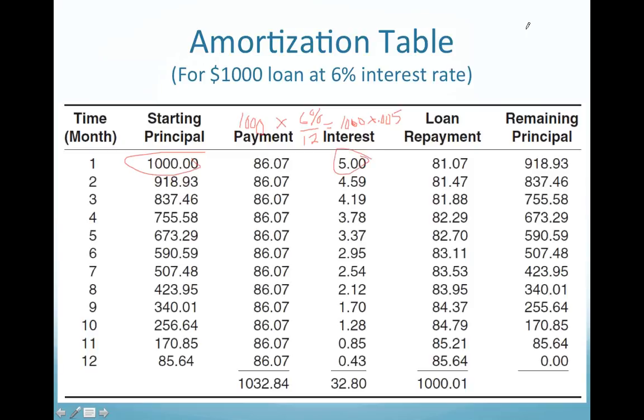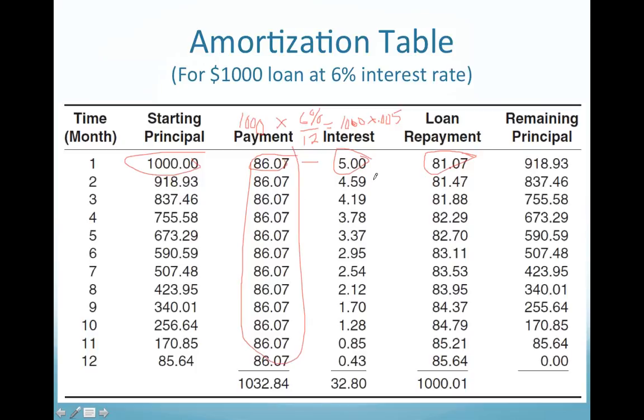Now the payment is obviously fixed at $86.07 every month. So out of that $86.07, if you subtract these, that's what the principal is right there. So that's what you're paying in principal. The payments will stay the same every month. Okay, we can see that.